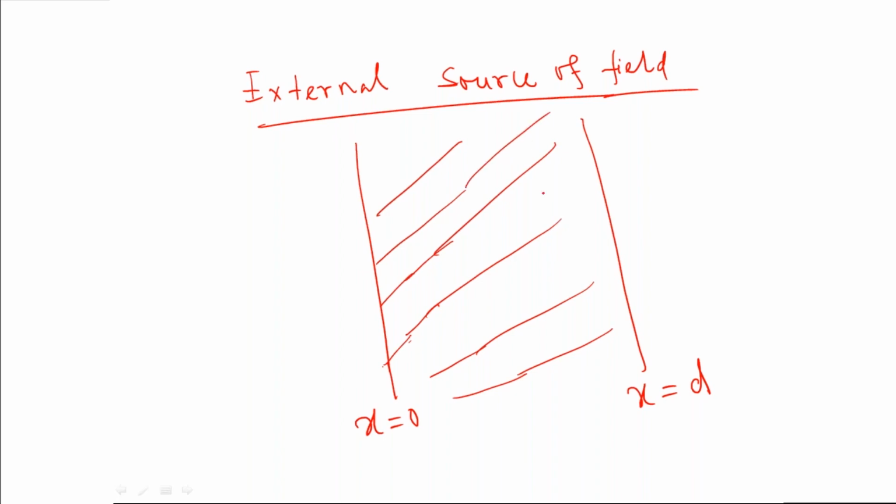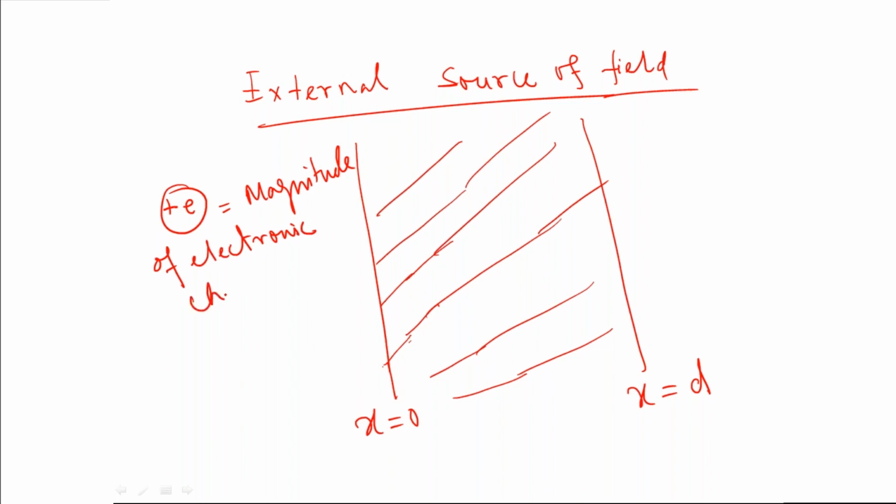Now, if I have some charge q, I'll just take a positive charge e, the magnitude of the electronic charge. Suppose I take this charge and allow it to go through this region. So what will happen?